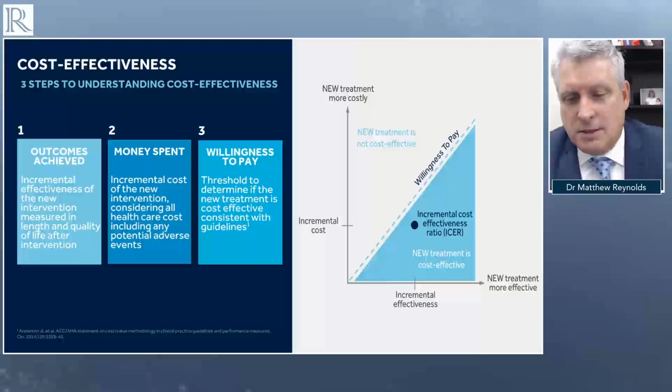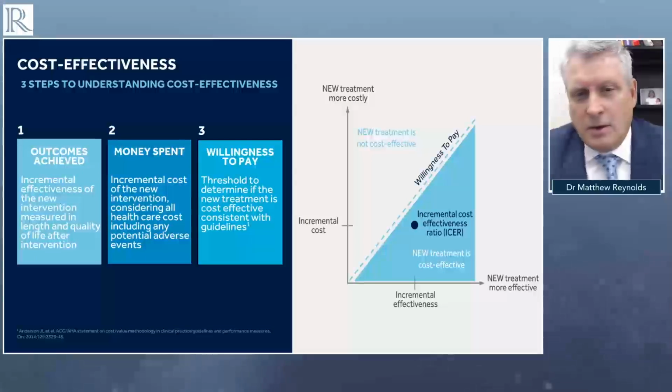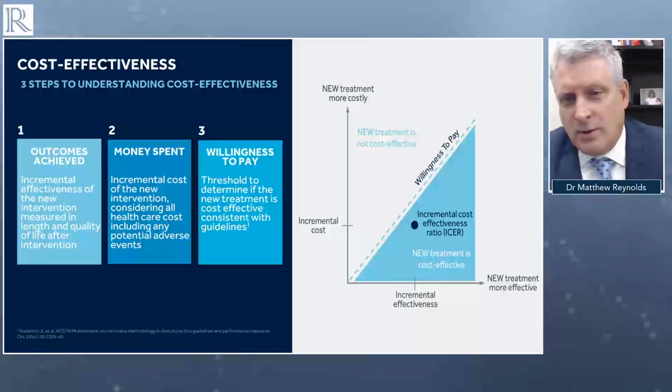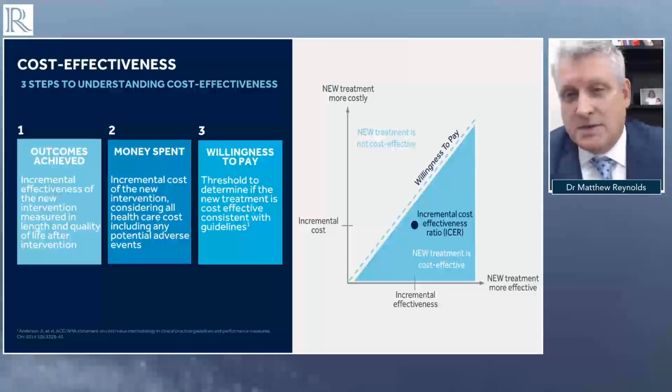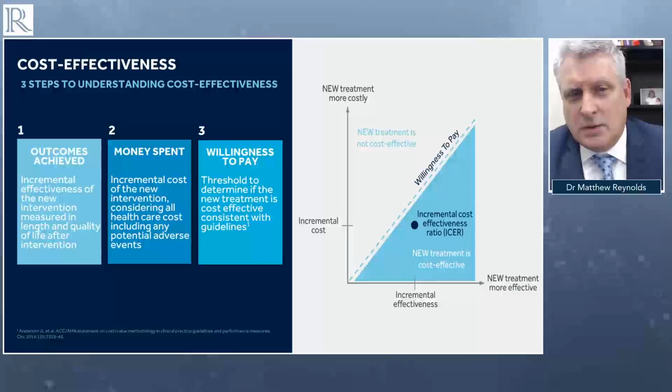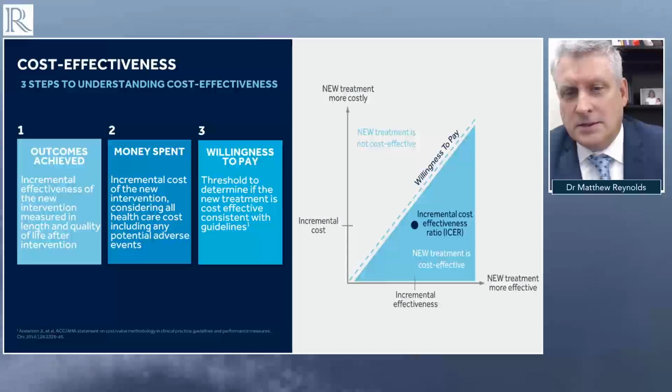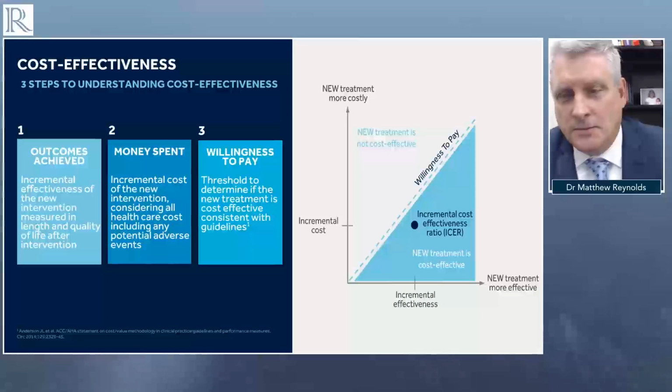So again, this is compared to some status quo, some standard of care. What is our new treatment or our new treatment paradigm? How far is it moving us to the right in terms of incremental effectiveness? And how far is it moving us up? Usually up, maybe down if it's saving money, that happens sometimes, but most of the time moving up in terms of incremental costs. And once we know those two parameters, the outcomes achieved and the money spent, then we can estimate a point in this cost effectiveness plane, so the black circle.